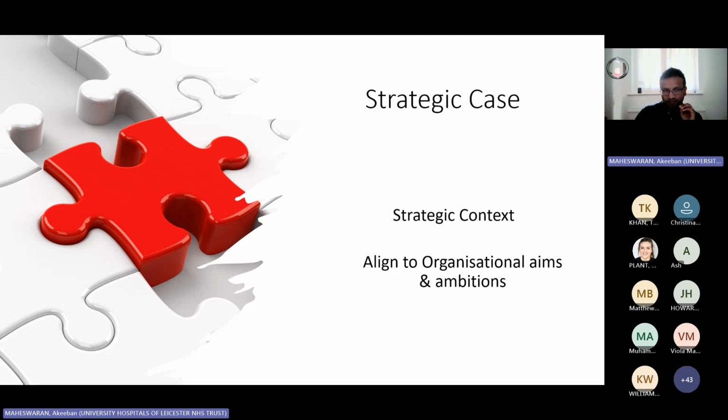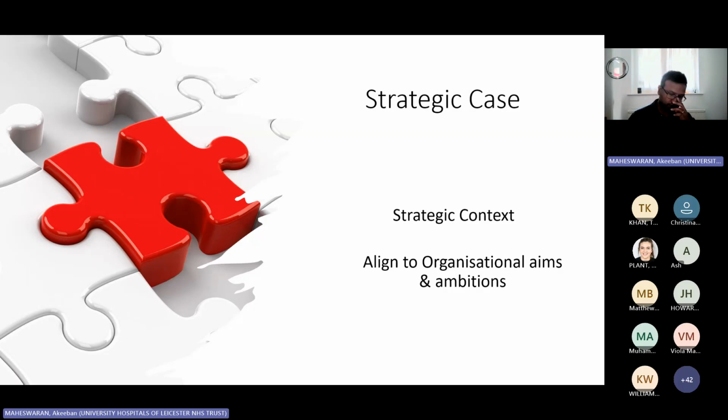So you need to put into context why this is important. So what's the strategic context? How does it align to your organizational aims and ambitions? So you've got to somehow show each year your organization will come up with a plan, an idea, its priorities. It'll have some way of saying what its aims are for the year. Okay, for example, ours is like best possible care and financial stability. I think it is for us this year. That's all we're looking to achieve. And so how is your business case, your proposal, going to align to that?